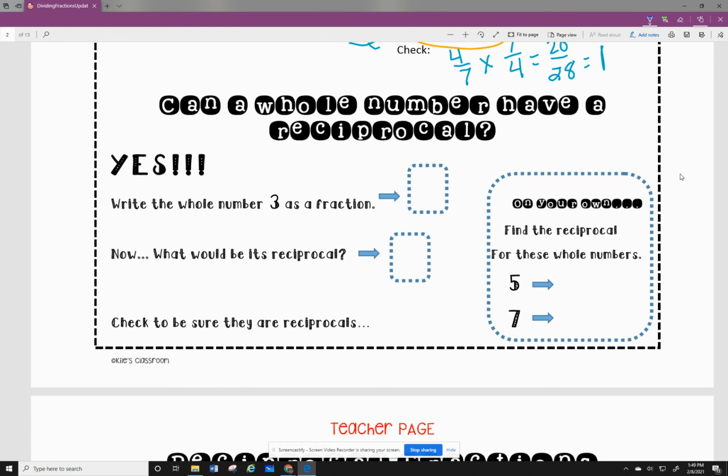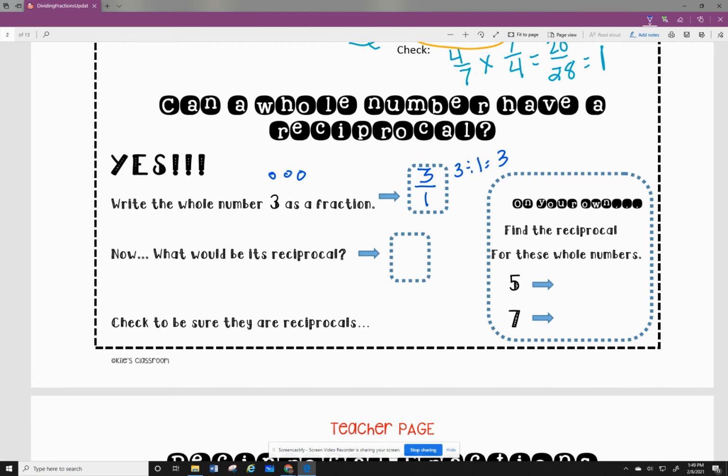We know how to write a whole number as a fraction. So if I have the whole number 3, the first thing I need to do is make it a fraction. And we learned that to write a whole number as a fraction, we simply put the denominator of 1 underneath. So 3 and 3 over 1 have the same value. That should make sense to you. This is like having 3 of something. And this is saying I have 3 divided by 1. Well, 3 divided by 1 equals 3. So these two have the same value.